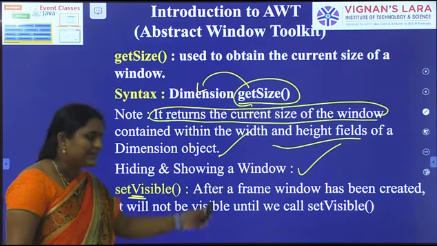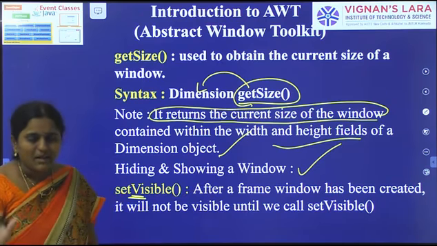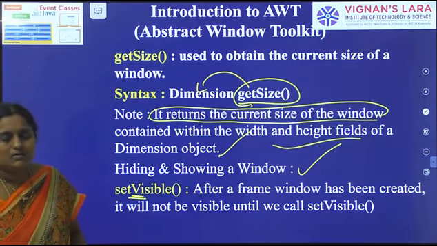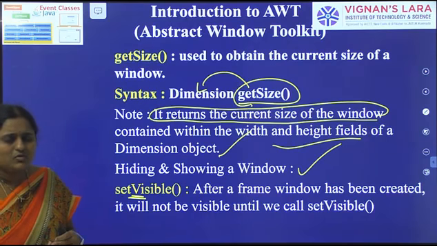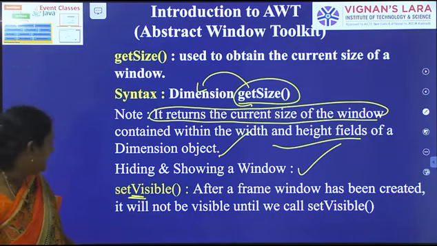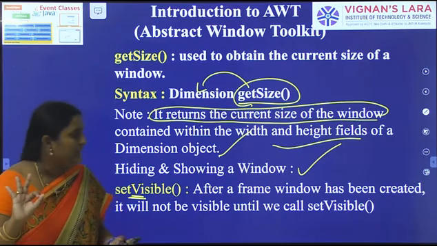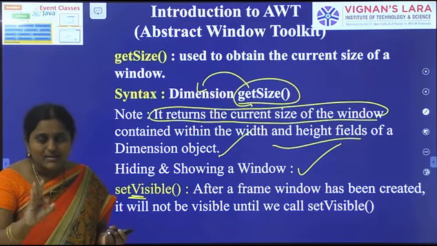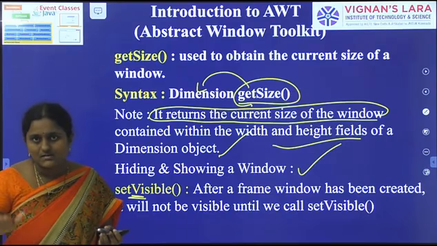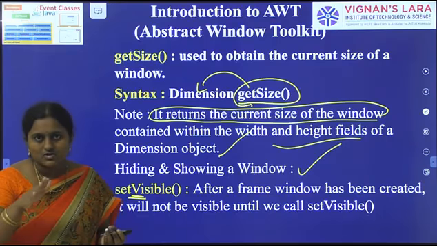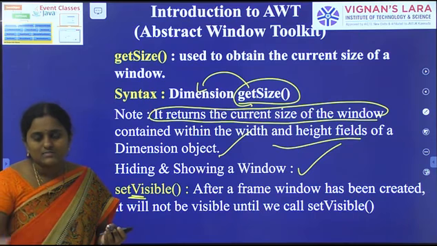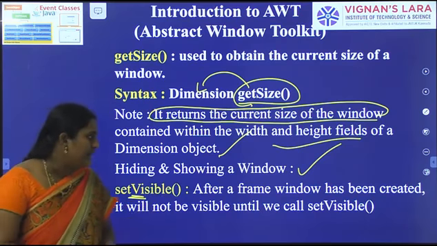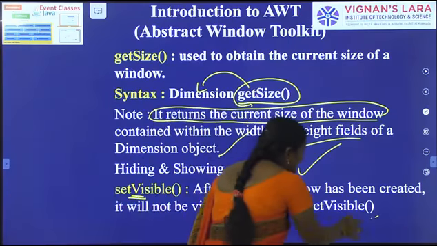After a frame window has been created, it will not be visible until we call the setVisible method. Whenever we call the setVisible method, only then is our frame visible and displaying on the console. Until then, the frame will not be displayed. So after a frame window has been created, it will not be visible until we call setVisible.